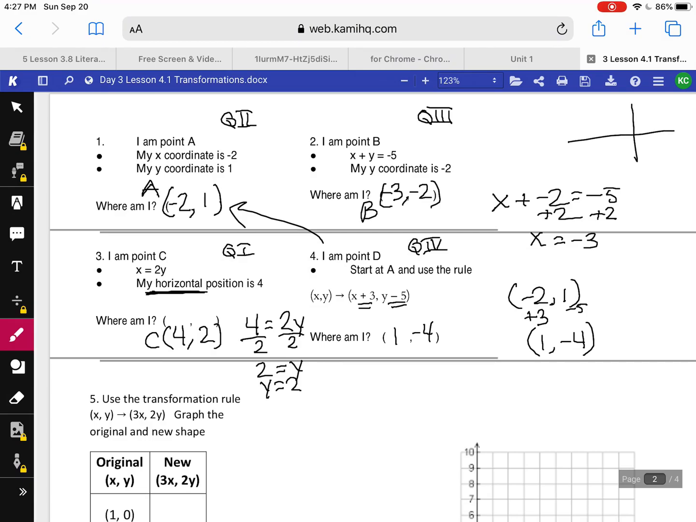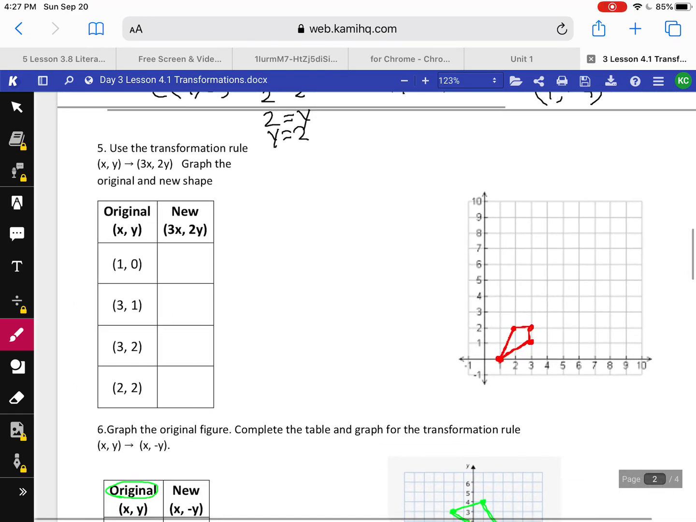As that reminder, you have your coordinate grid, coordinate graph, you have your X and your Y axes. We have positive, negative, negative, and positive, negative. Quadrant 1, quadrant 2, quadrant 3, and quadrant 4. Okay. Let's go ahead and move on to number 5.